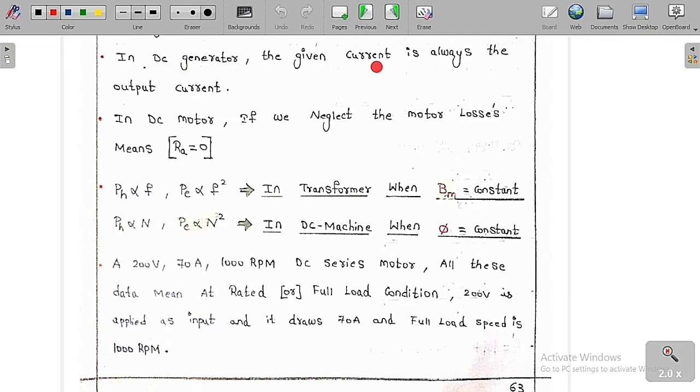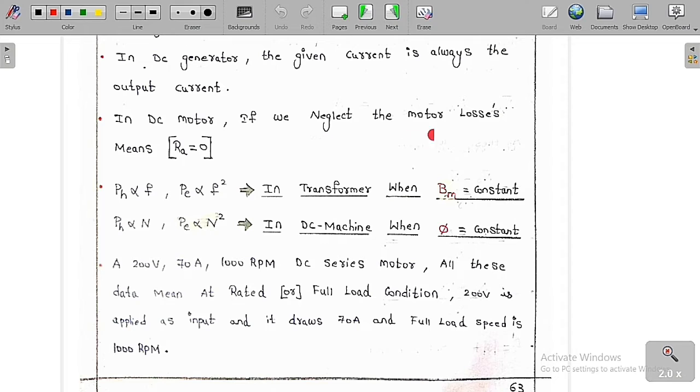In a DC generator, the given current is always the output current. So in this generator, whatever the data they mention in the question, they are basically the terminal voltage, output power, and the output current, or simply load current.